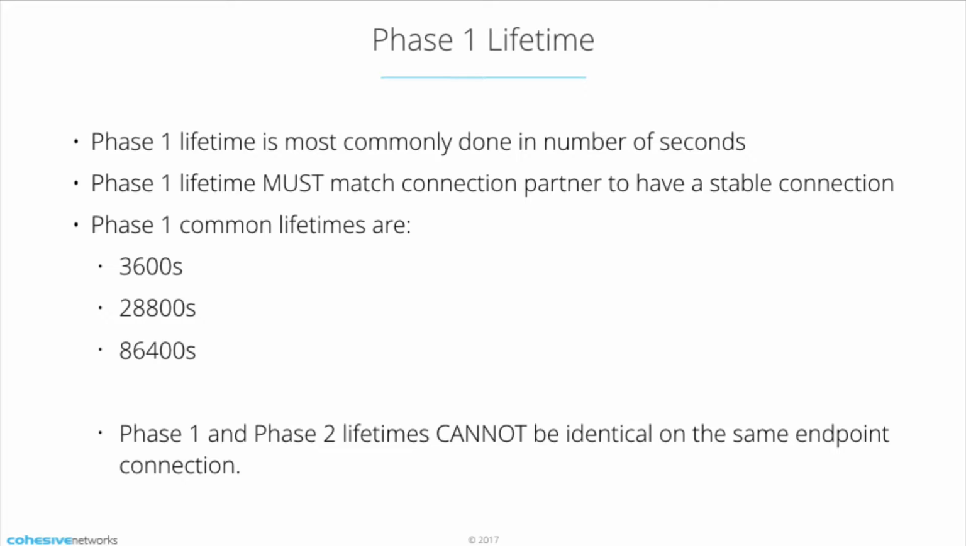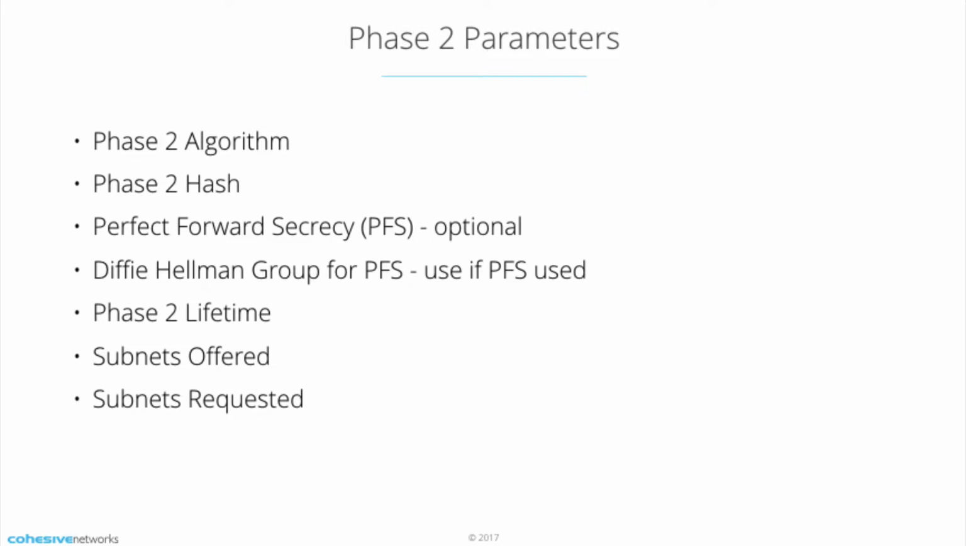So they tend to be 3,600 seconds, 28,800 seconds, and 86,400 seconds. So 1 hour, 8 hours, and 24 hours. There's no rule that you couldn't use a different number of seconds. It's just not commonly done, and there's probably some boxes that would fail if it's not one of these values, as you talk to them.